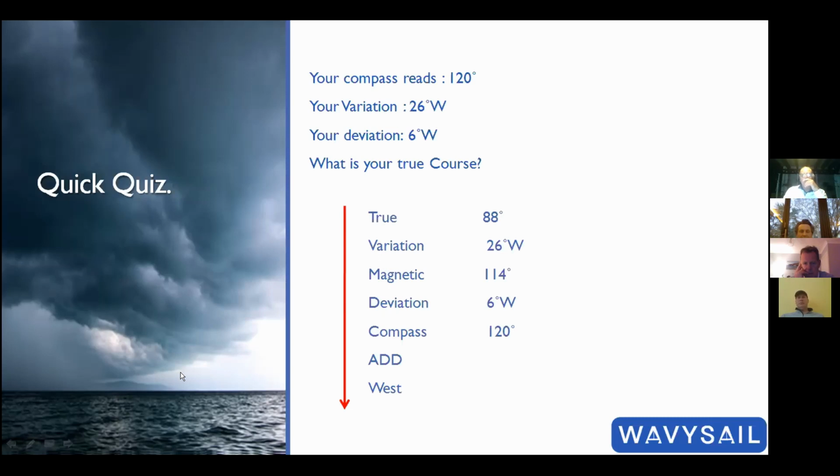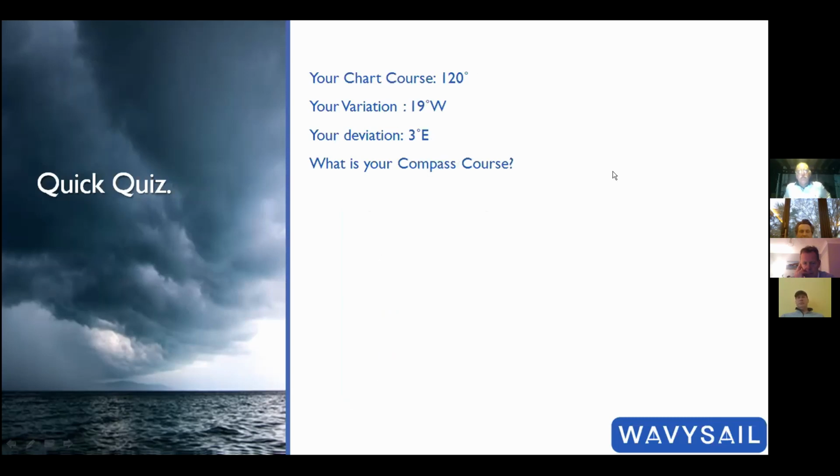Okay, so let's do another one. Your chart course is 120, your variation is 19, and your deviation is 3 degrees. What course are you going to give your helmsman to steer? So he's standing behind the wheel in front of the compass, and you've got to give him a course. So now you're going from true to compass.